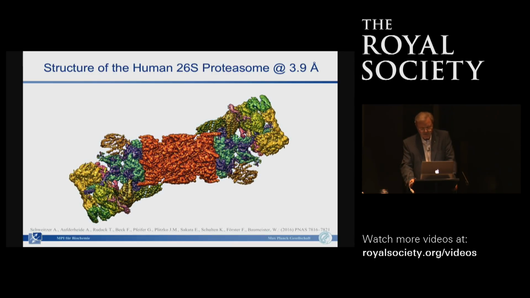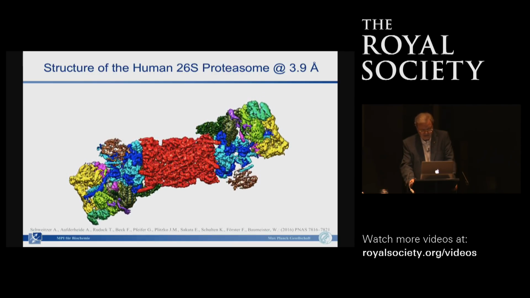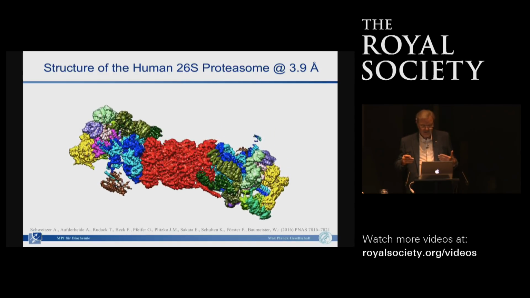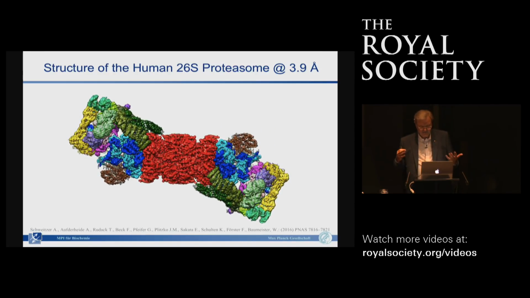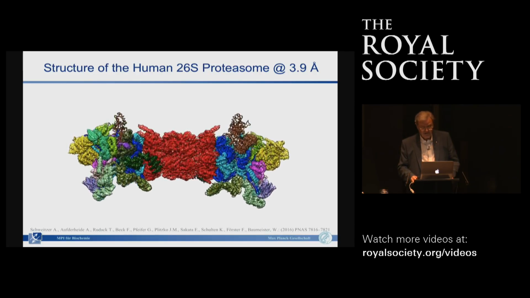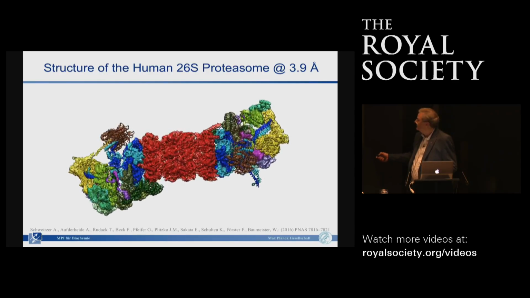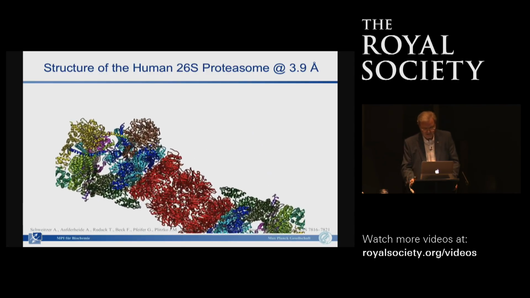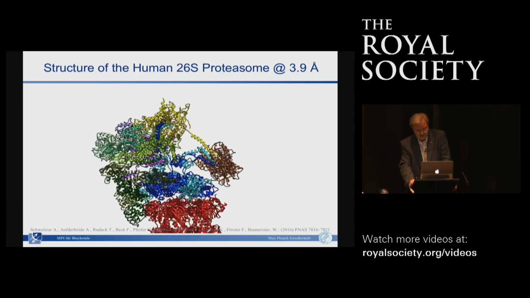This is the structure of the human proteasome at 3.9 angstroms here. Now this is obviously not in situ, but I need to introduce the structure in order to explain what we see in situ. So the red part is the 20S proteasome, and the structure had been determined by various groups in the meantime by X-ray crystallography.